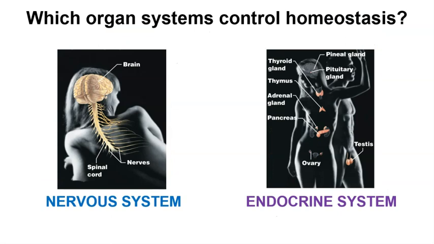The two organ systems that control homeostasis in the body are the nervous system and the endocrine system. They both accomplish this in slightly different ways. The nervous system is going to create and release chemical messengers called neurotransmitters that will stimulate cells and tissues directly. On the other hand, the endocrine system is going to create and release chemical messengers into the bloodstream that are called hormones. And once these hormones are released into the bloodstream, they're going to stimulate their target cells or target tissues to respond to that initial stimulus.